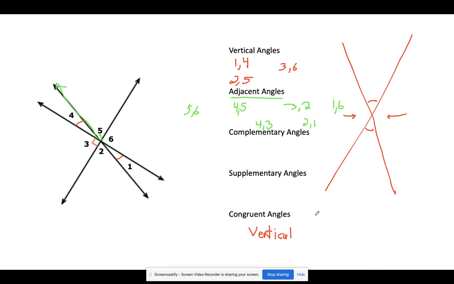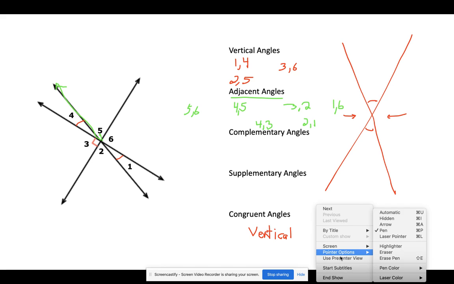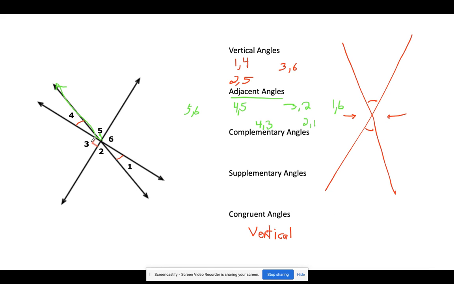Now let's talk about complementary angles. Complementary angles are angles that add up to 90 degrees. Now, we all know that this little right angle symbol in this figure means it's a right angle. So angle 3 is 90 degrees. But that's not a complementary angle because complementary is a pair of angles that add up to 90. If 3 is a right angle, then 6 is also a right angle, 90 degrees. But again, that's not a complementary angle. But these two together must be.